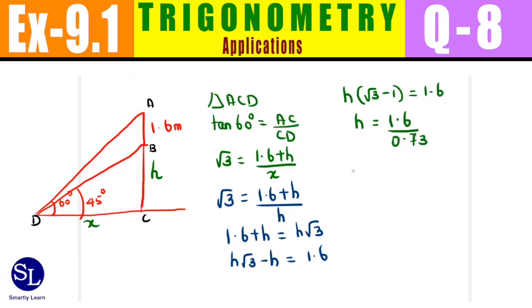0.73. So this value is calculated to be 2.184 meters. So I've stopped with 3 decimals. You can cut it down even smaller. So you can approximately say H is equal to 2.2 meters.